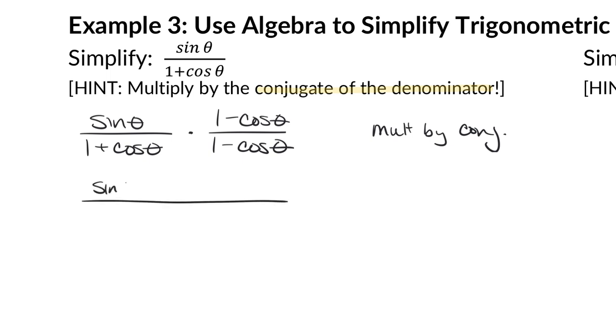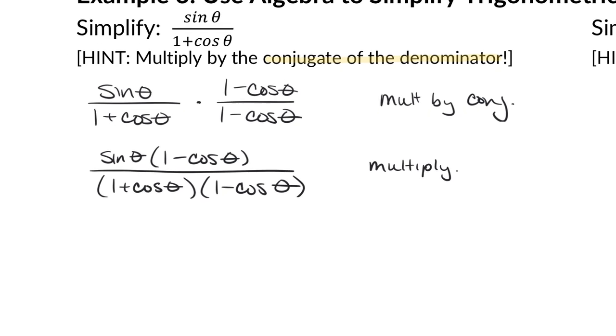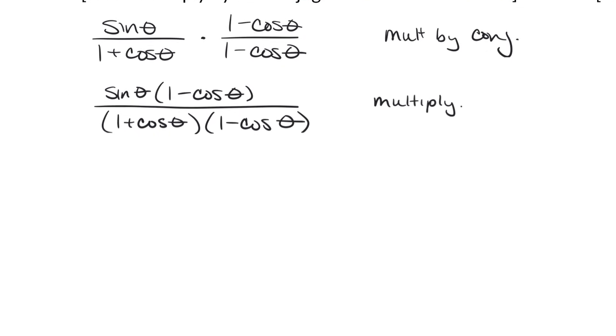We have sine of theta multiplied by 1 minus cosine of theta in parentheses. And we have 1 plus cosine of theta multiplied by 1 minus cosine of theta. Okay. Cool. We're going to leave the numerator as it is, and we're going to focus on this denominator for a second. You see how we have a binomial times a binomial? We're going to have to FOIL this, which means not changing the top at all.